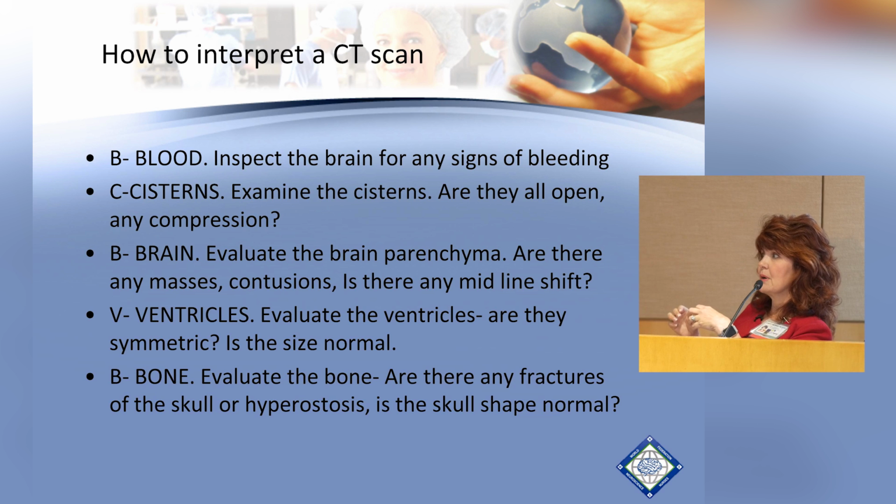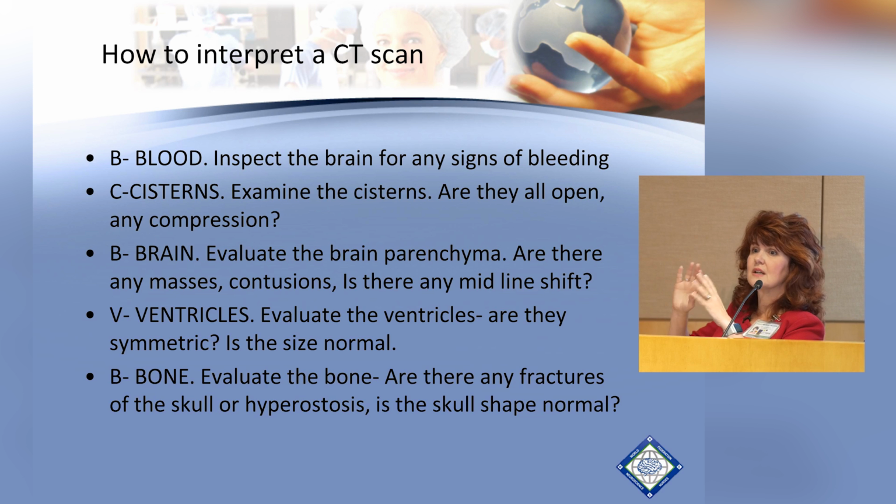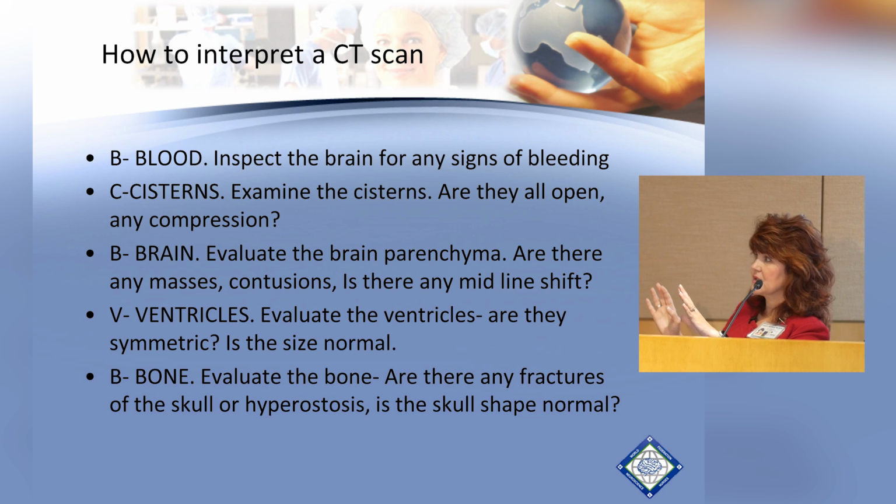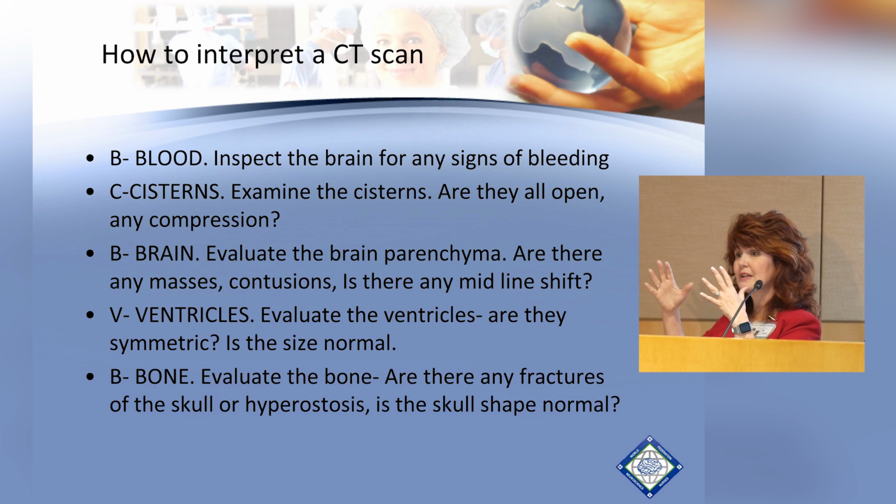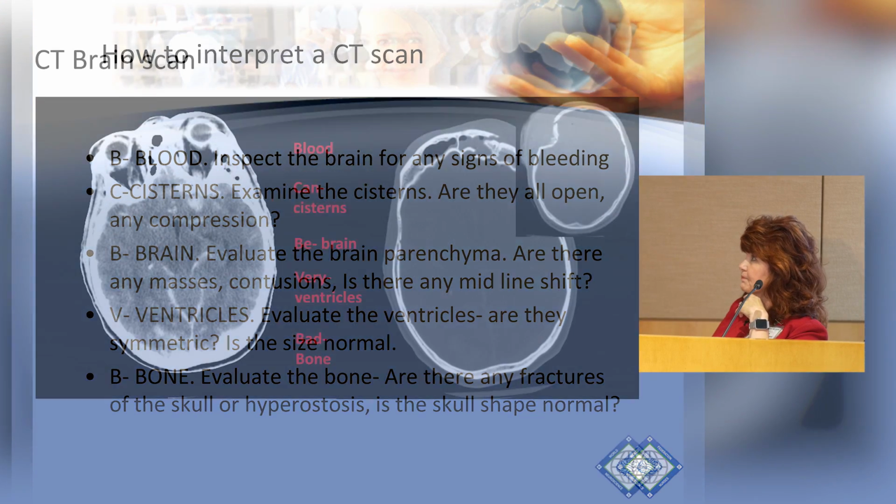And then lastly, the bone. We want to evaluate the bone to see if there's any fractures of the bone. Is there any hyperostosis? And I'll show you a great example of hyperostosis a little later. And then also, is the skull shape normal? Because think of craniosynostosis in children. They have a very abnormally shaped head. So we're looking at that bone carefully as well.